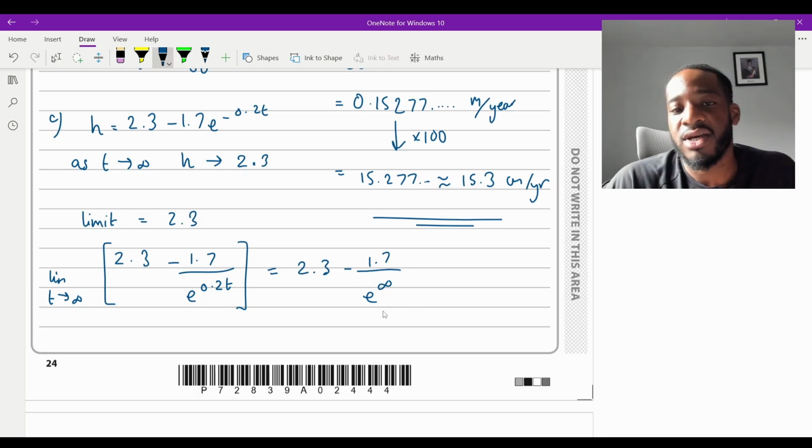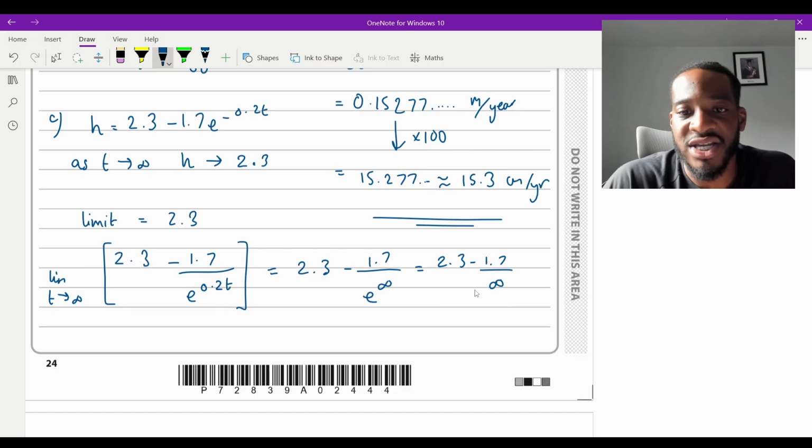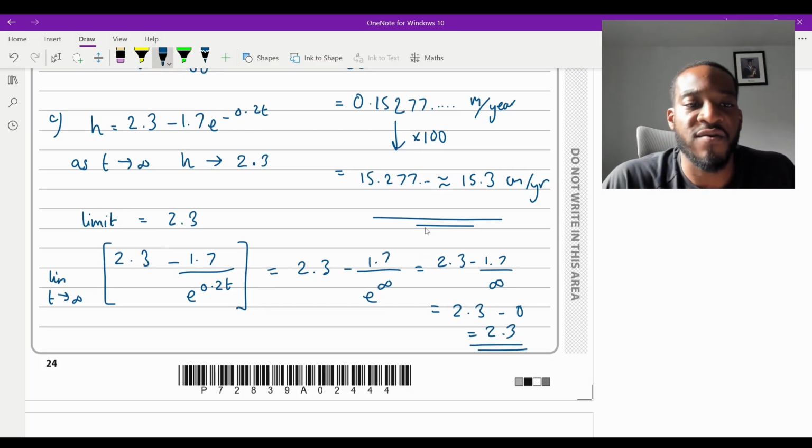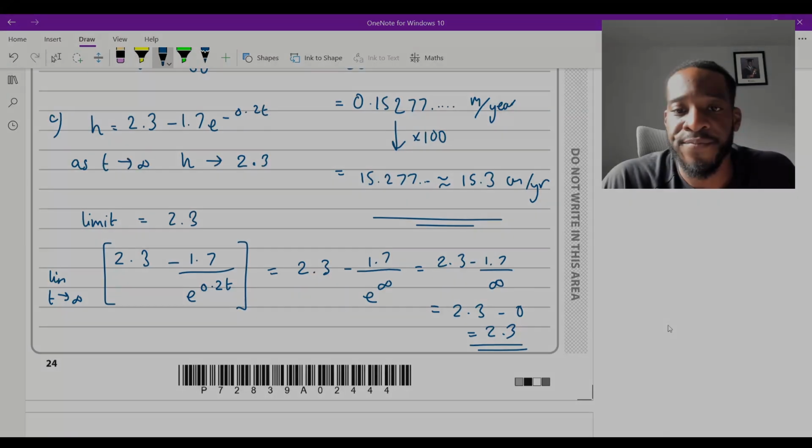And e to the infinity is just going to be an even bigger infinity. It's just going to be a very, very big number, essentially. So we've got 2.3 minus 1.7 over infinity. That's a really, really big number, which means that I'm dividing by a very big number. This is going to go very, very small. It's going to basically be 0, isn't it? So it's going to be 2.3 minus 0, which is 2.3. So you could have done it like that as well. But either way, whatever way you prefer is fine. But yeah, that's pretty much it, and that will give you the full marks for this question.